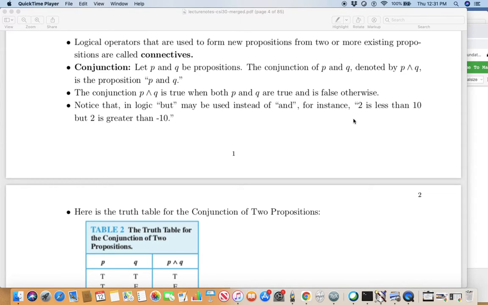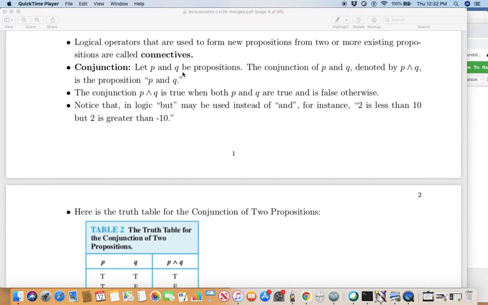Welcome back. Continuing from lecture 1, CSI30. We were talking about connectives, logical operators that are used to form new propositions from two or more existing propositions. They are called connectives. The first connective we study is conjunction.